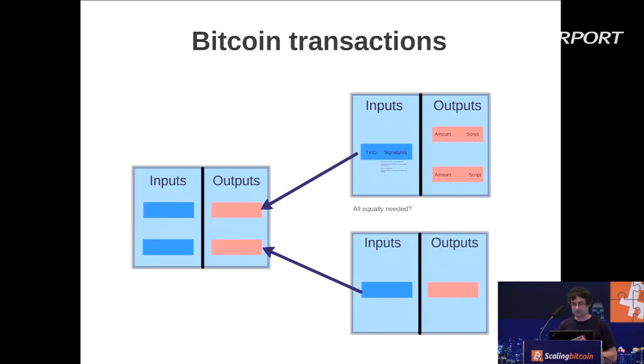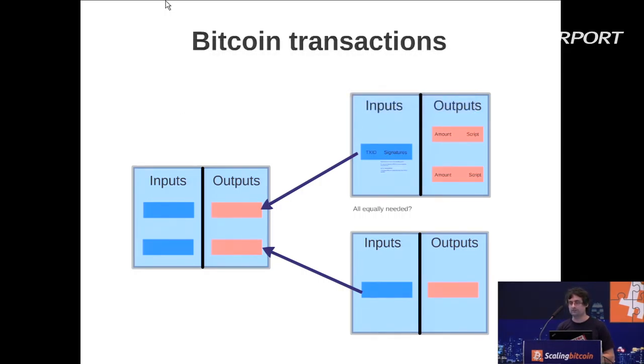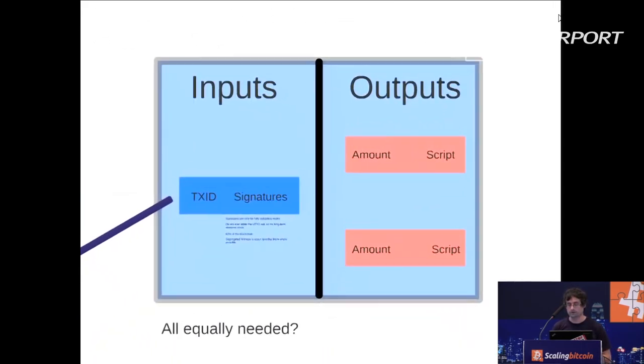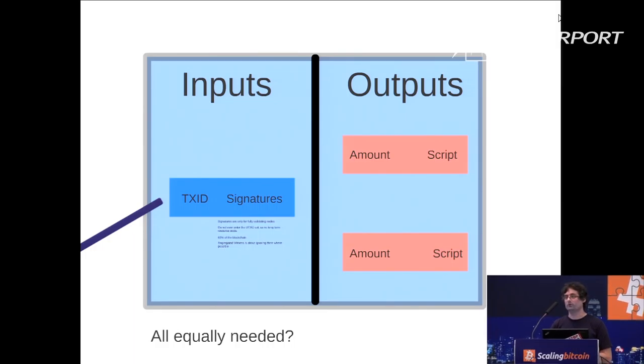So very briefly, we all know how Bitcoin transactions work. Every transaction consists of a list of inputs that refer to previous outputs being spent. Every input has the reference of the transaction ID from the output being spent and a signature to prove that it's allowed, plus an amount and a script or address in every output. What this presentation will be mostly about is the question of whether all of this data is equally important.